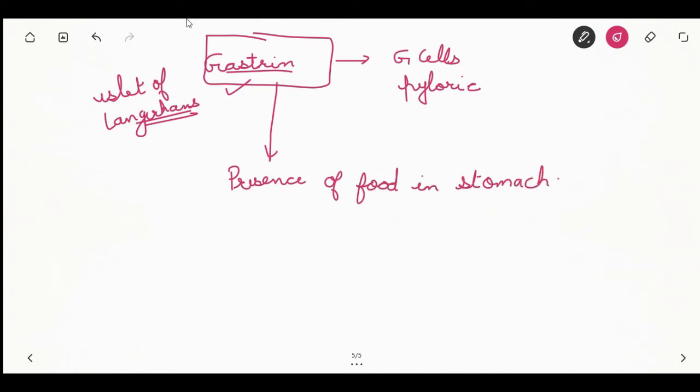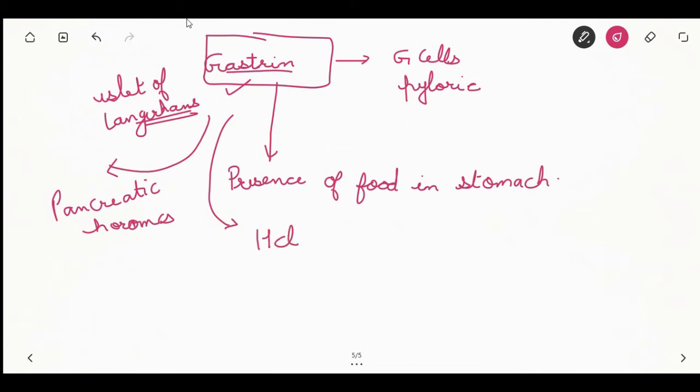Gastrin stimulates gastric secretion and motility. It stimulates the release of pancreatic juice and pancreatic hormones. It stimulates the islets of Langerhans in the pancreas to release pancreatic hormones. Also, it stimulates the gastric glands to secrete gastric juice with more pepsin and HCl. It promotes the growth of gastric mucosa.